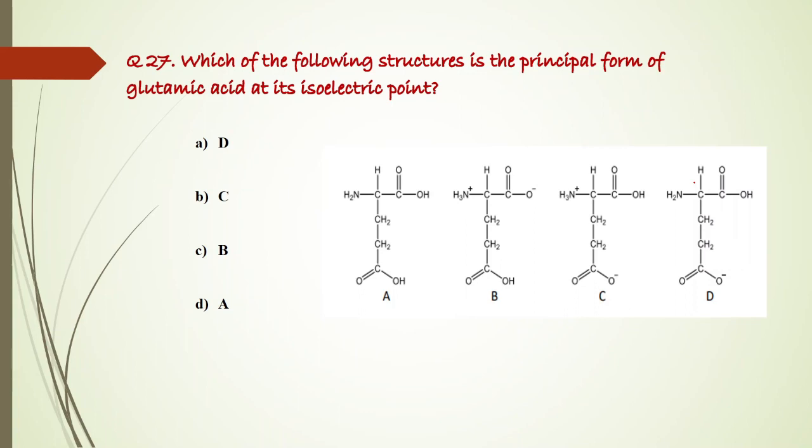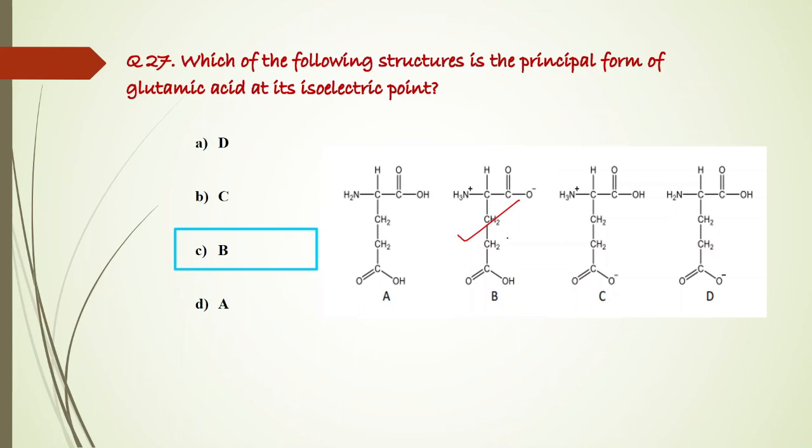So basically, at the isoelectric point, glutamic acid should remain as a neutral one. That is the whole point, the basic thing of the isoelectric point, that it should be neutralized. So if we look, the correct option for that is option B. This should be the proper structure for glutamic acid at the isoelectric point.